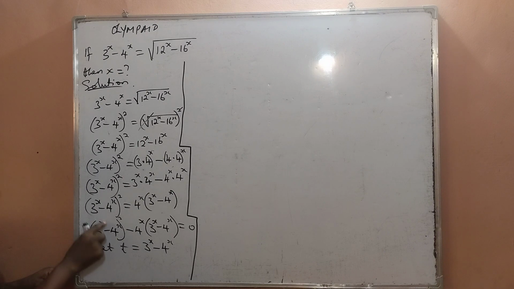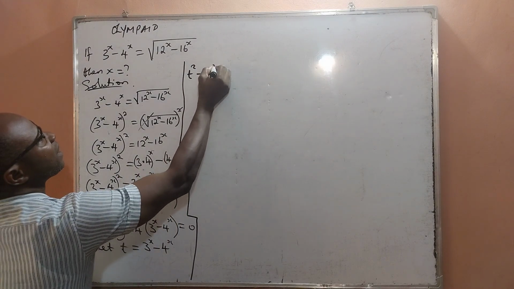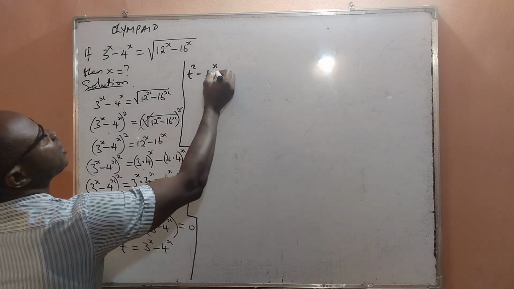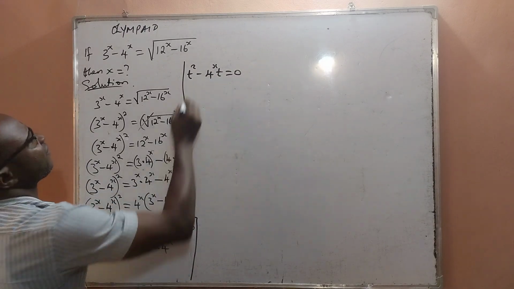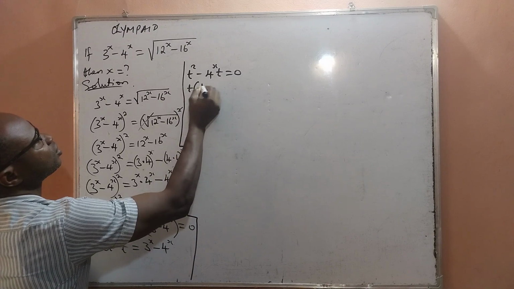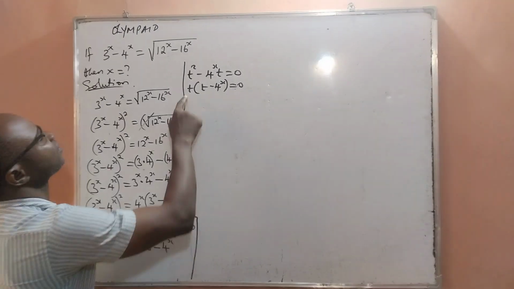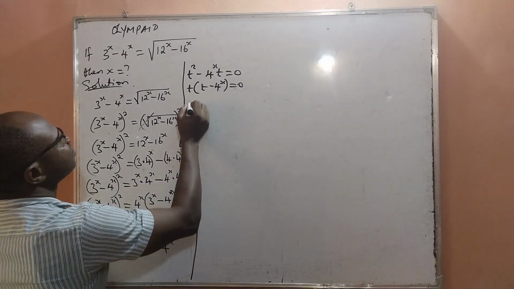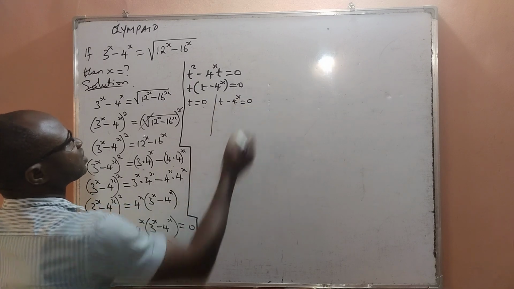Alright, having done that, we now substitute t into the equation. So here I have 3 to the power of x minus 4 to the power of x raised to the power 2. So that is now going to be written as t to the power of 2. Then minus 4 to the power of x. Then the whole of the bracket is 3 to the power of x minus 4 to the power of x, which will now be t, then equal to 0. Alright, looking at it now, t is common. I can factor it out to have t into t minus 4 to the power of x, everything equal to 0. At this point, t is equal to 0 and t minus 4 to the power of x is also equal to 0. Therefore, we say t is equal to 0 and also t minus 4 to the power of x is equal to 0.